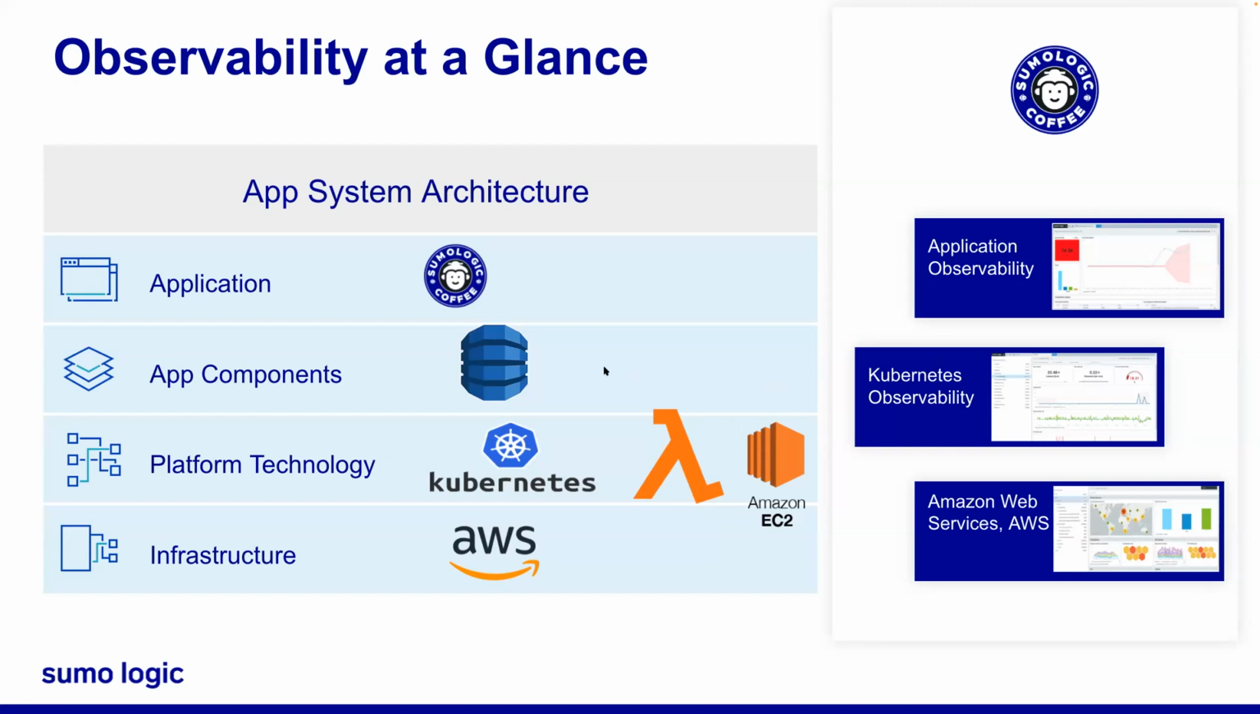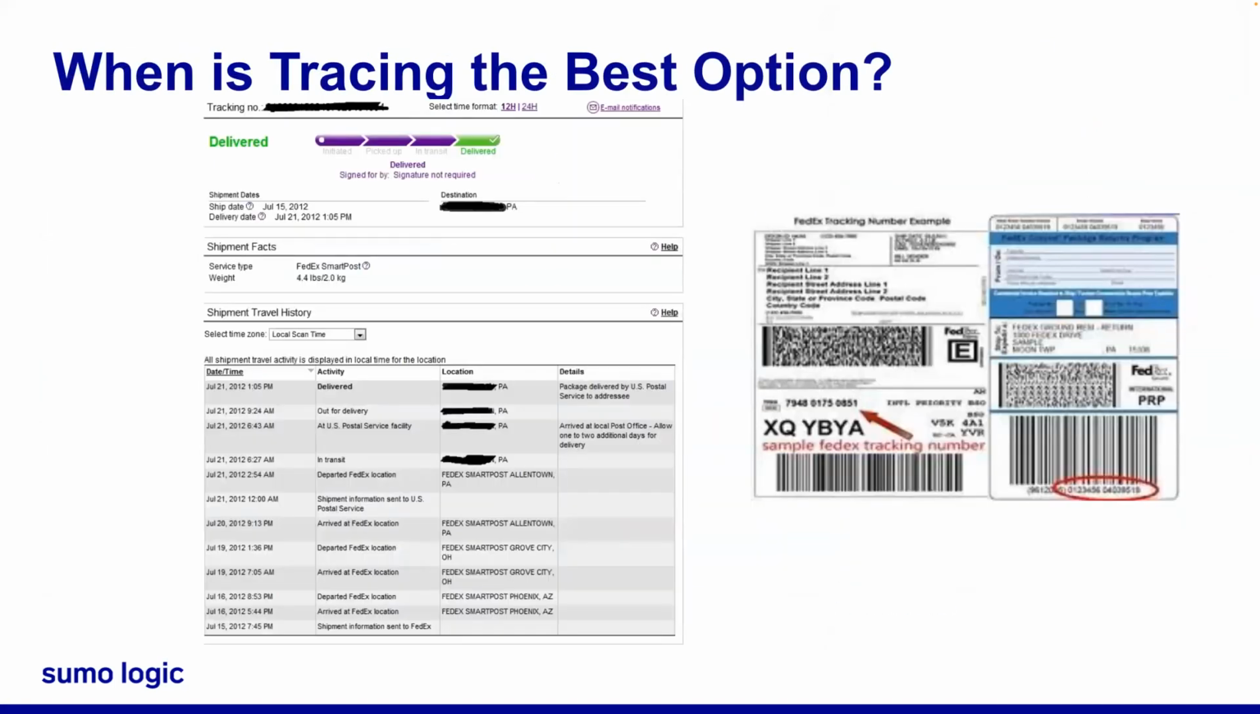Now, when is tracing the best option? And I like this visual to simply explain tracing. I feel like with the other slide you probably understand it, but here's a perfect example. When you get a package sent to you, it goes through various hops. So a package just doesn't go from a vendor to you. There are steps along the way. As we show here, it gets shipped, it goes to a FedEx location, it goes to another location as it slowly gets to the right place.